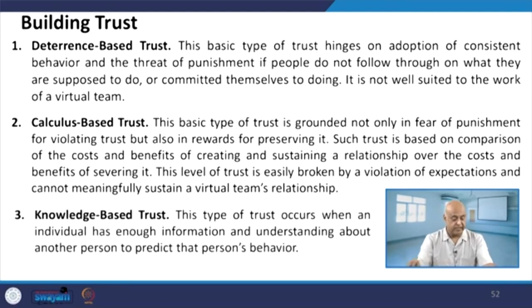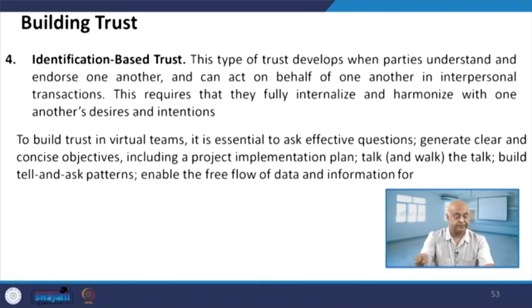Knowledge-based trust occurs when an individual has enough information and understanding about another person to predict that person's behavior. Identification-based trust develops when parties understand and endorse one another and can act on behalf of one another in interpersonal transactions. This requires that they fully internalize and harmonize with one another's desires and interactions.